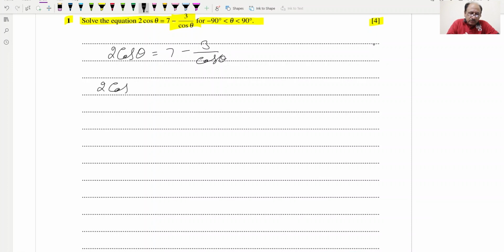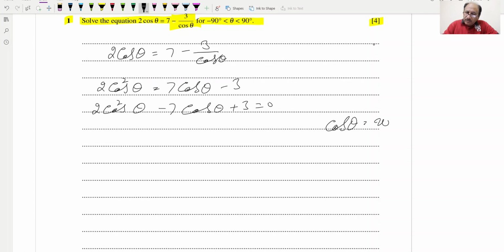So we'll get 2 cos square theta is equal to 7 cos theta minus 3, and we can shift everything to the other side. So we'll get 2 cos square theta minus 7 cos theta plus 3 is equal to 0. Now this is a quadratic equation. In terms of cos theta we can put cos theta is equal to x, and this will result in 2x squared minus 7x plus 3 is equal to 0.